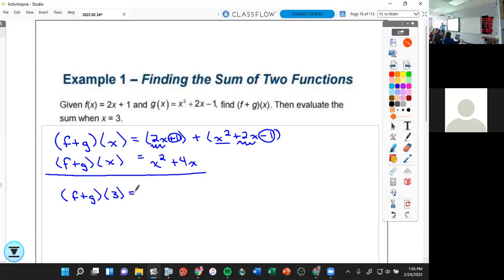Which just means take the f plus g function and plug in the 3, right? 3 squared plus 4 times 3, 9 plus 12, 21.